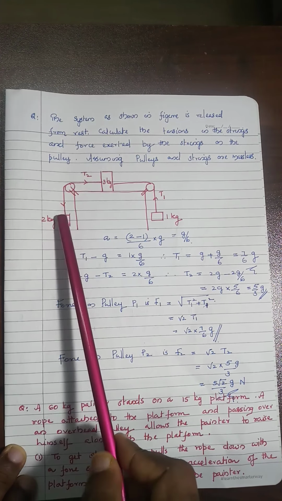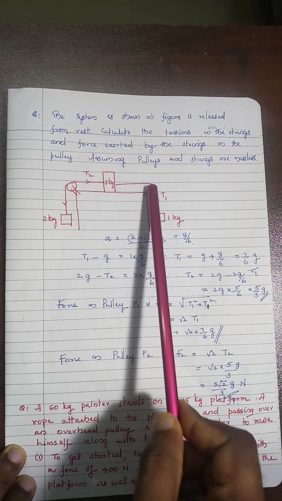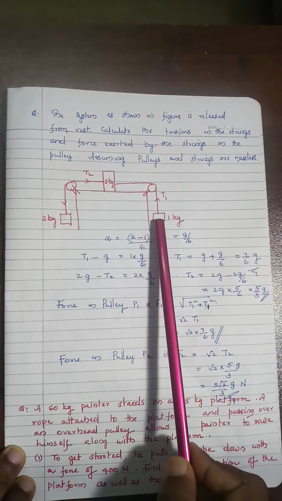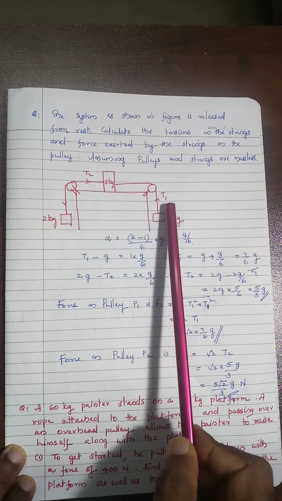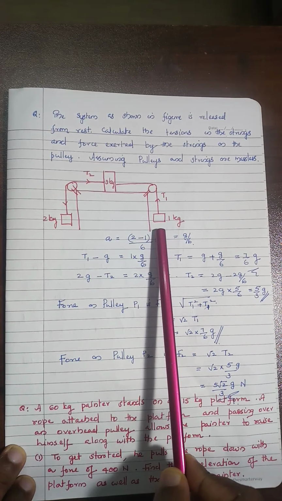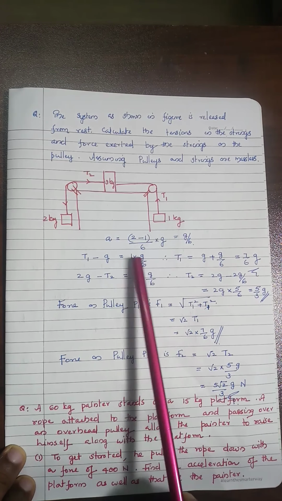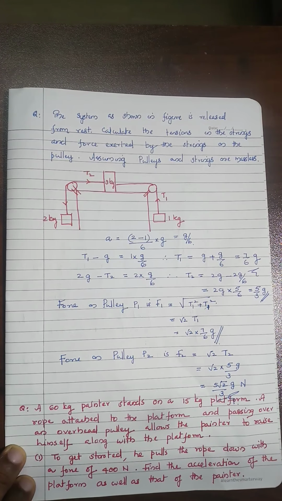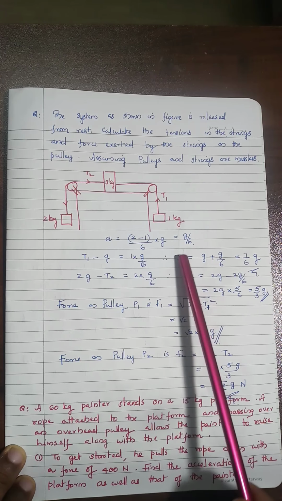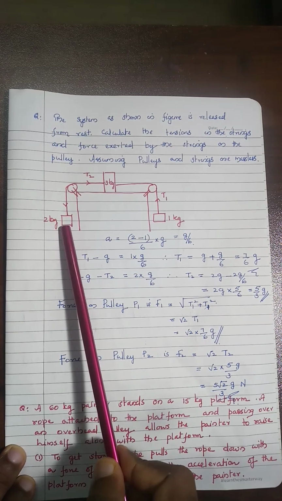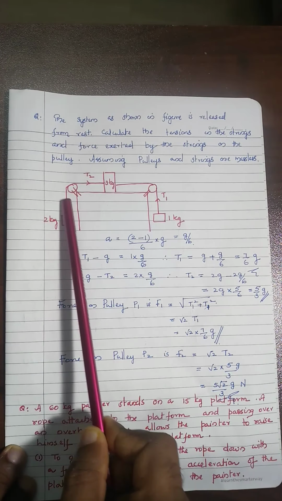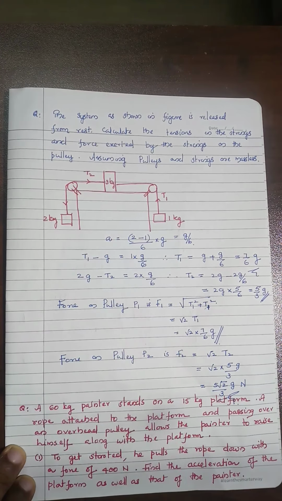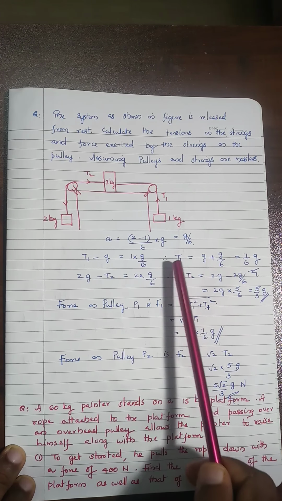See, this is T2 and this is T1. So for this one you can just write the relation. It is moving in the upward direction. So T1 minus its weight, 1 into g, equals 1 into the acceleration a. Good. So you can solve it. What about for this one? It's moving downward. So 2 into g is greater compared to this tension, so 2g minus T2 equals 2 into a. Yes, you get the values of T1 and T2.